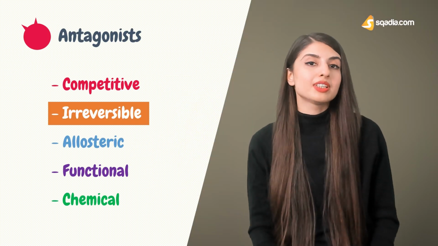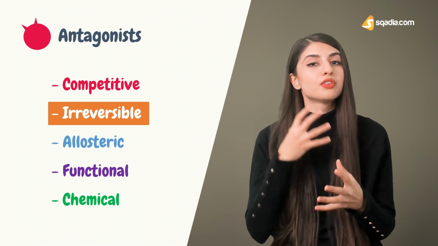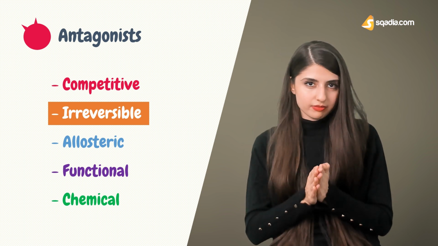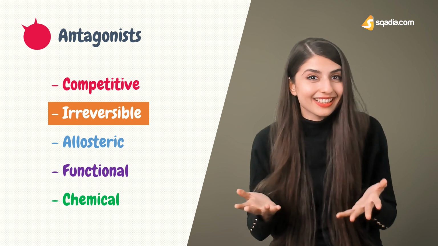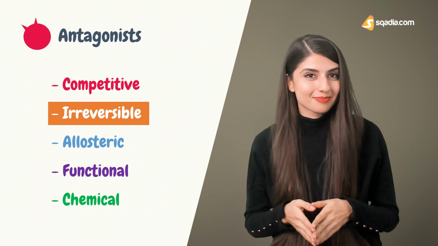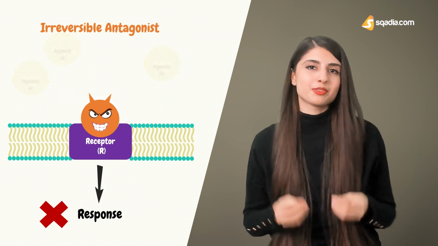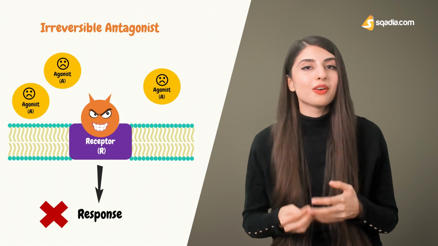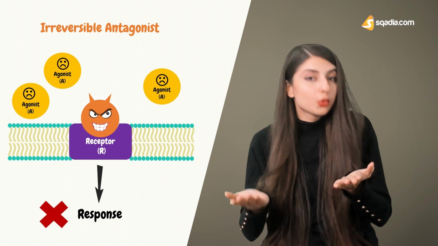So earlier we were talking about competitive antagonists. These are the type of antagonists which bind reversibly with the receptor. But what if the antagonist is not reversible? What if it's clingy and does not let go of the receptor? What happens in that case? Well, obviously, when it won't let go of the receptor, there would be no receptors left for our poor hero, which are the agonists, to bind. Now, if our agonist does not bind, what will happen? No response will be seen.